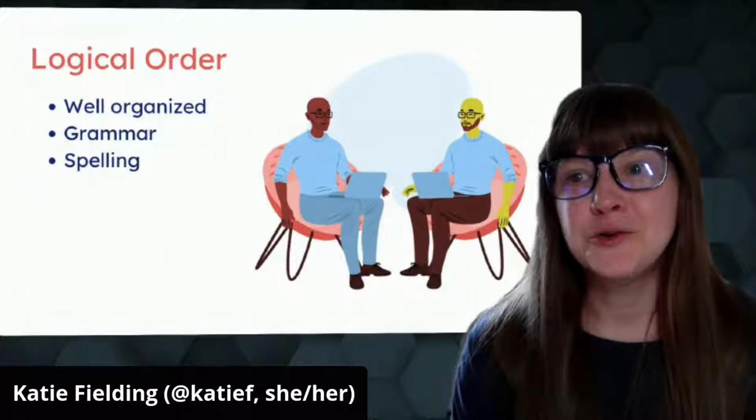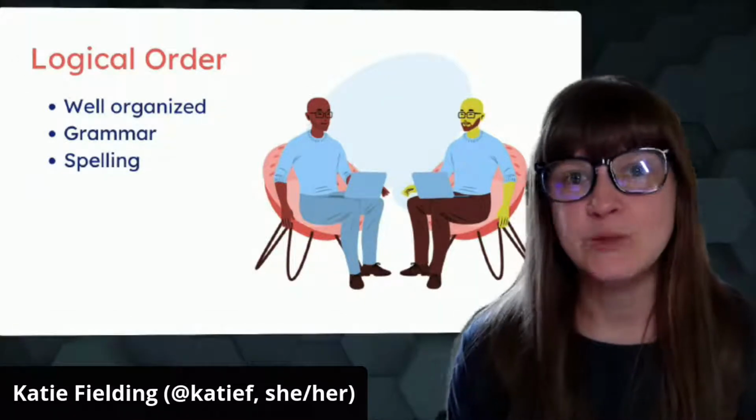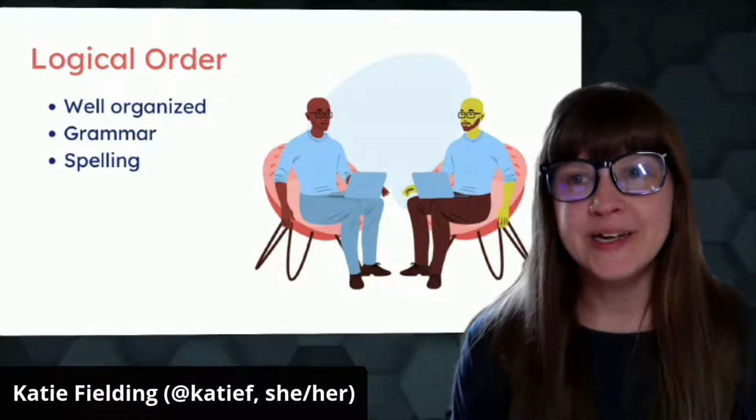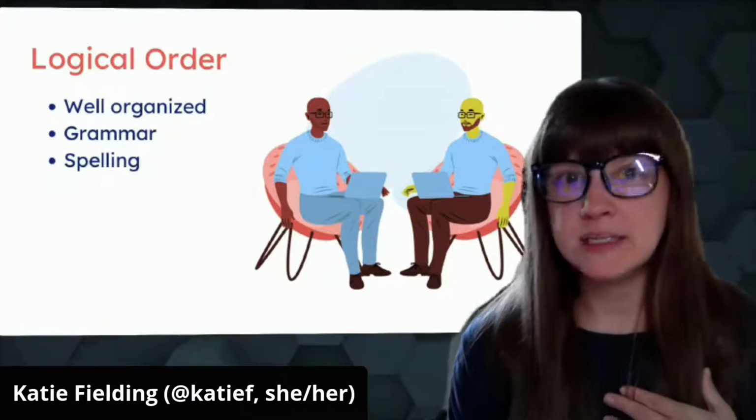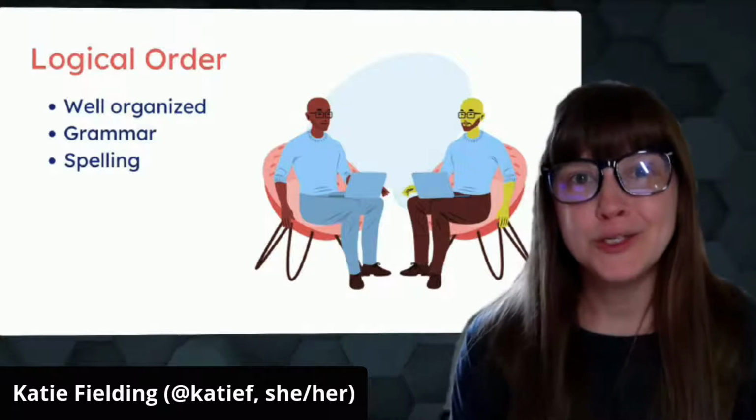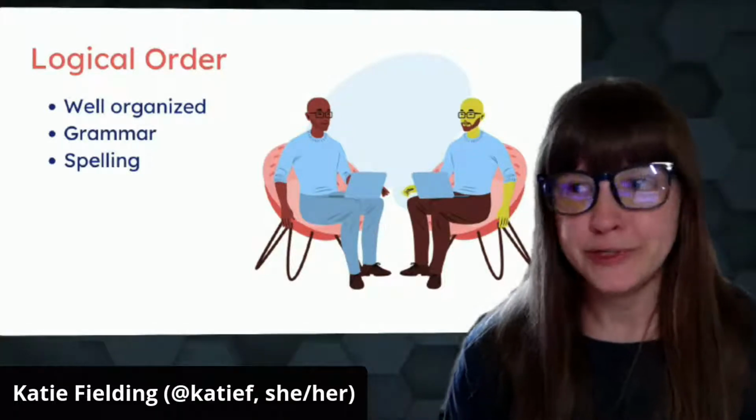The next thing is logical order. And so this is making sure your content, your text, is well organized, the grammar is good, the spelling is good. I'll be honest, this is probably, the spelling and grammar is probably my biggest area of weakness. But it is important because if those screen readers get to words that are poorly spelled, it's going to have a hard time reading it to the user.